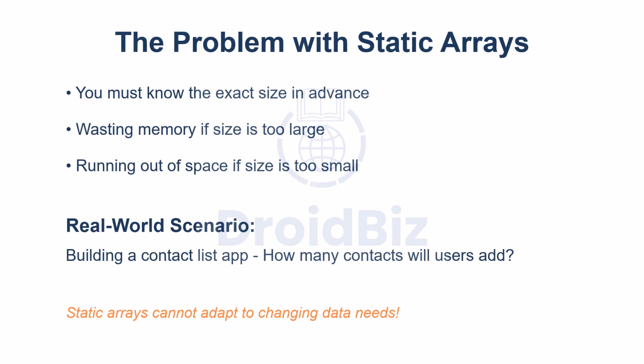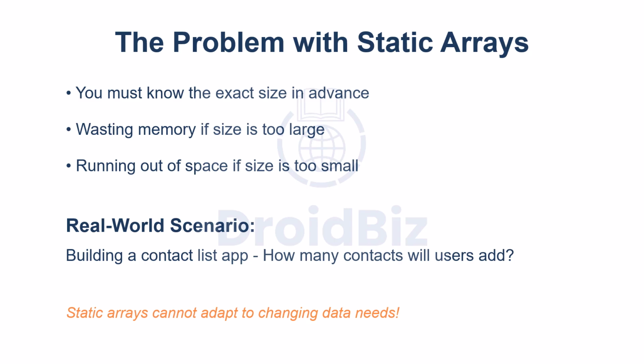Now let's understand the problem with static arrays that makes them difficult to use in real applications. The first major issue is that you must know the exact size in advance before creating the array. This creates two problems. If you allocate too much memory, you end up wasting memory space that could be used elsewhere. But if you allocate too little memory, you run out of space and cannot store all the data you need. Let's look at a real-world scenario to understand this better.